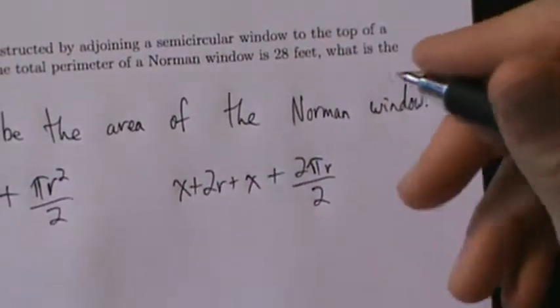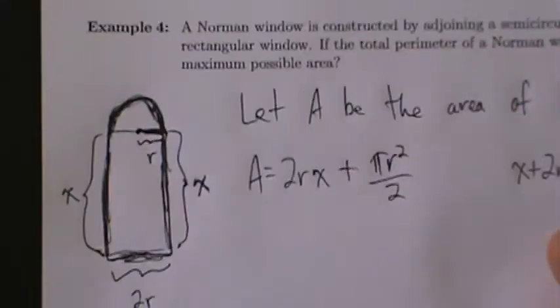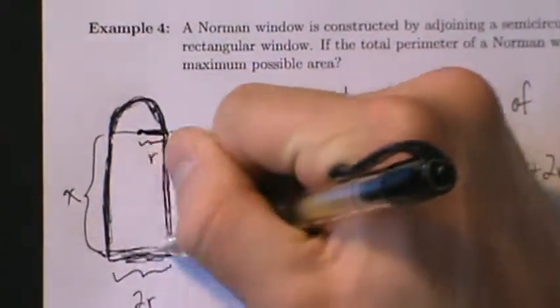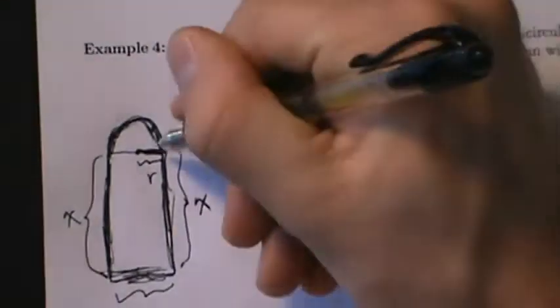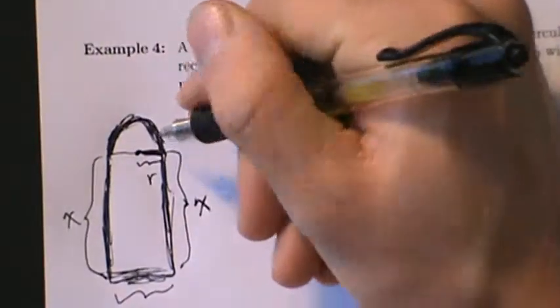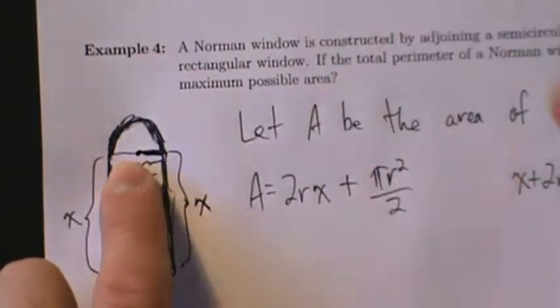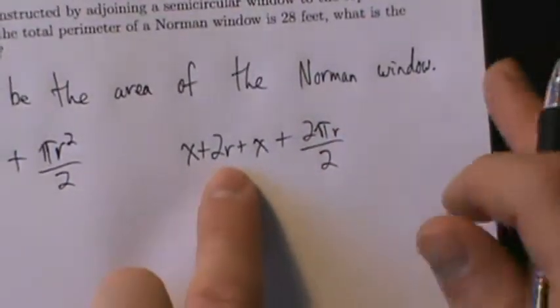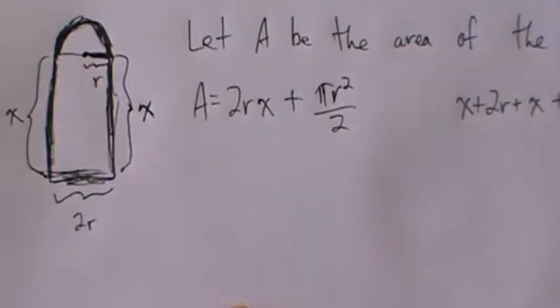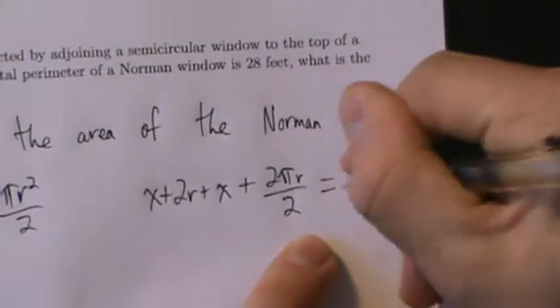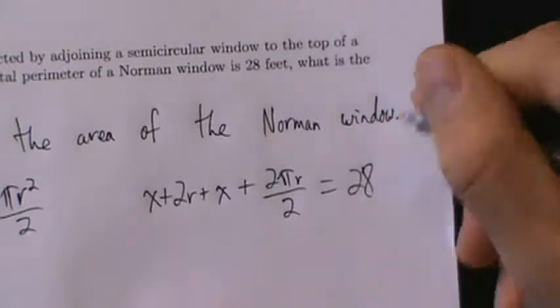So x plus 2r plus x, that's this, and then plus 2 pi r over 2 gives us this piece out here. And remember, we don't add this piece in here, so we don't add another 2r. We only have the one 2r, from this piece here, and don't add that. So make sure to keep that in mind. And then we're told that this equals 28.